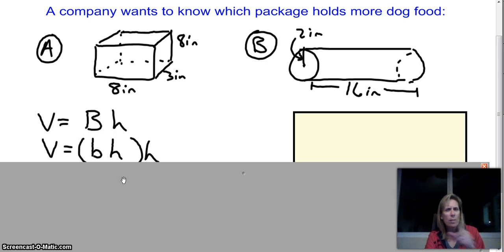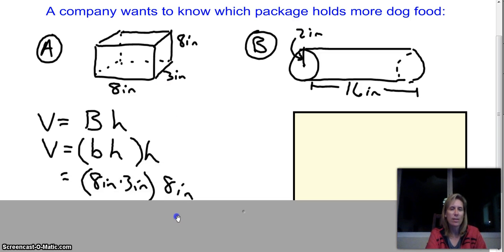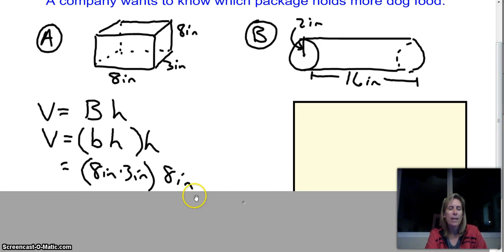What side do you want to consider the bases of this figure? Most people like to use the bottom and top, so let's use that. So the base area has the dimensions of 8 inches times 3 inches, and the height of the prism is the distance between the two bases. You can see what it is. It's 8 inches. So we will multiply these values, and 8 times 3 is 24.